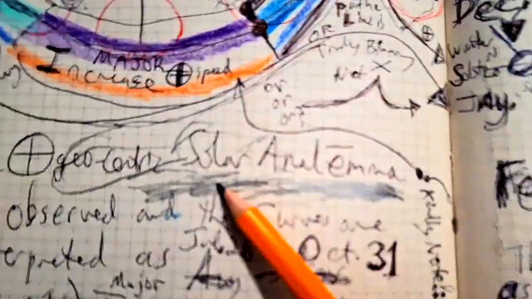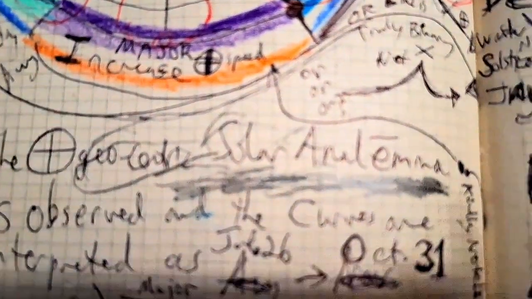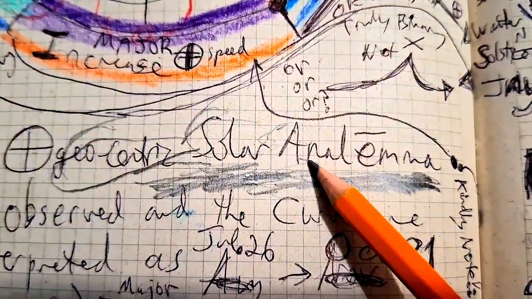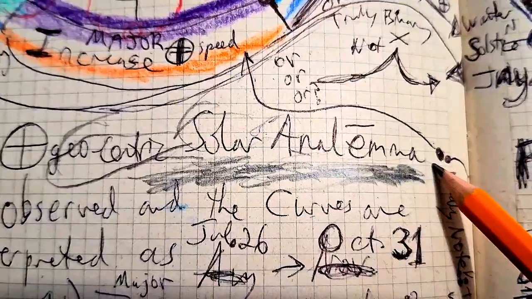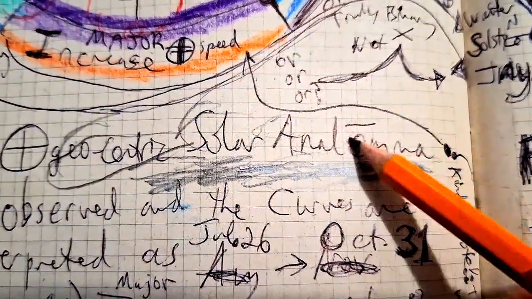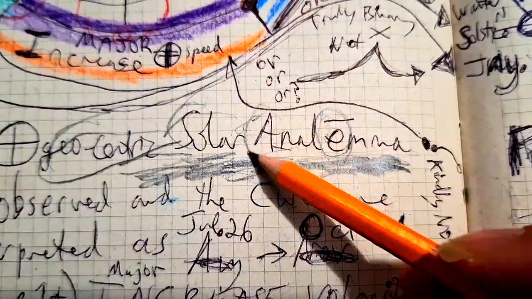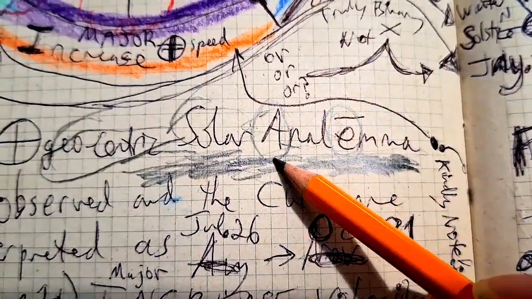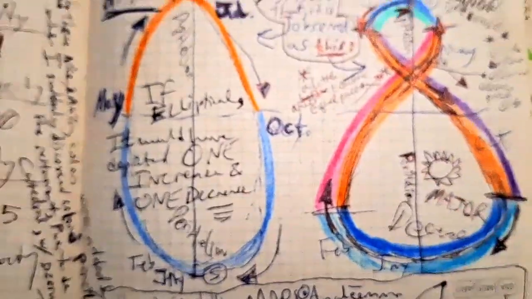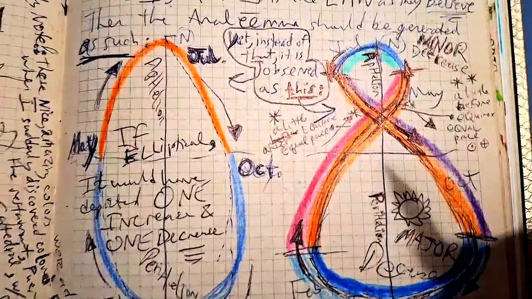But here we have the word that I've written, solar ANALEMMA is how it's pronounced. Most people don't get this vowel and this vowel the right way, but it's ANALEMMA. Okay, by now you know it looks like that.